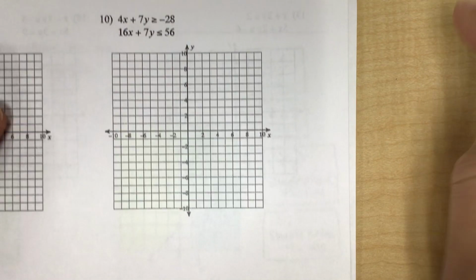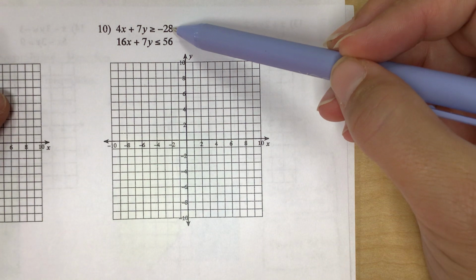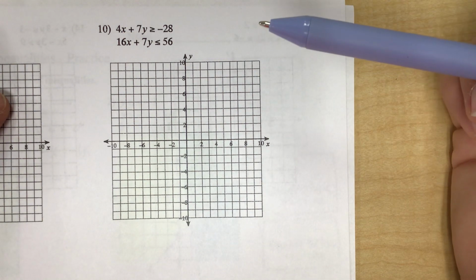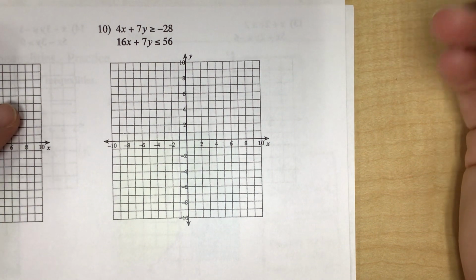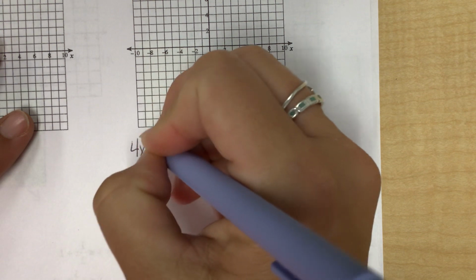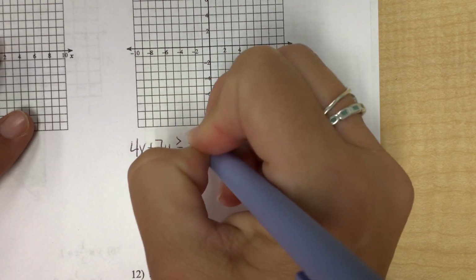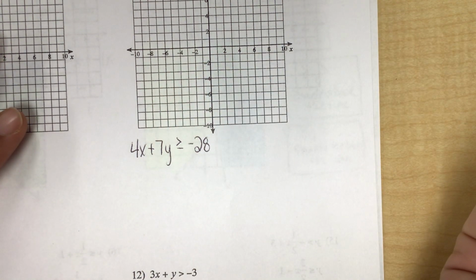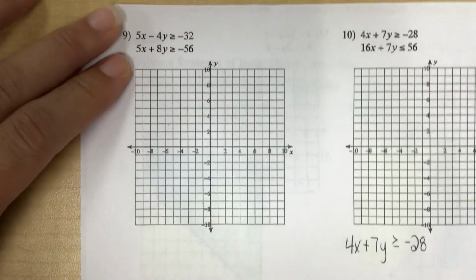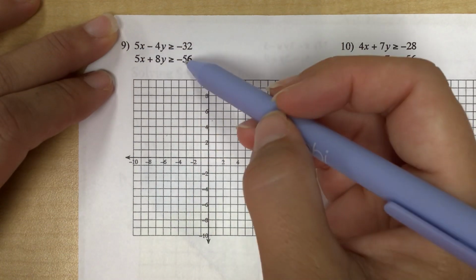All right, now if we look at, real quick, number 10. To do number 10, we can't do it exactly how it is currently. We have to make y by itself before we can graph it. This is just like when we graphed linear equations. So if I have 4x plus 7y is greater than or equal to -28. Actually, let's pause that for a second. Let's look at number 9. I apologize. So same thing, we have to solve this for y.